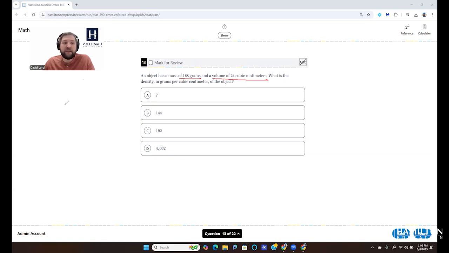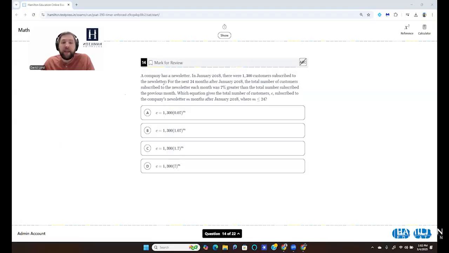Question 13. An object has a mass of 168 grams and a volume of 24 cubic centimeters. What is the density? Well, density is going to be mass over volume. And if you forgot that, it's okay, but sometimes it can help you to look at the units. It says what is the density in grams per cubic centimeter. So again, g over centimeters cubed. So in this case, we put the 168 grams on top and we put the 24 down below. And as you can probably imagine, 168 divided by 24 is about 5, 6, 7. You can also use your calculator and get the answer to be 7.